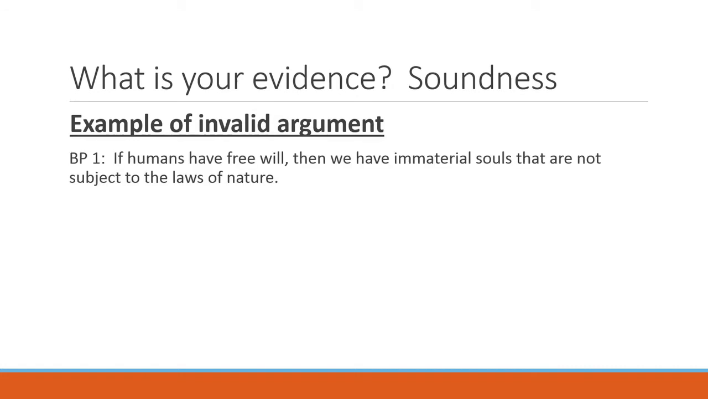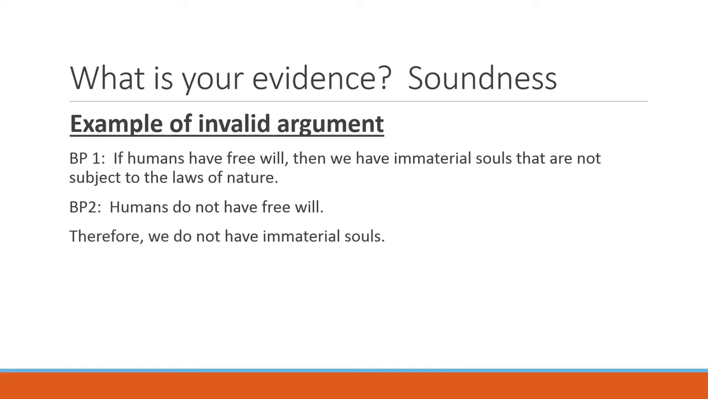Example 1. Start with this basic premise. If humans have free will, then we have immaterial souls that are not subject to the laws of nature. Basic premise. Premise asserted without support. Basic premise 2. Humans do not have free will. Conclusion, we do not have immaterial souls. So this is an invalid argument. Can you see why it's an invalid argument? What makes it an invalid argument?